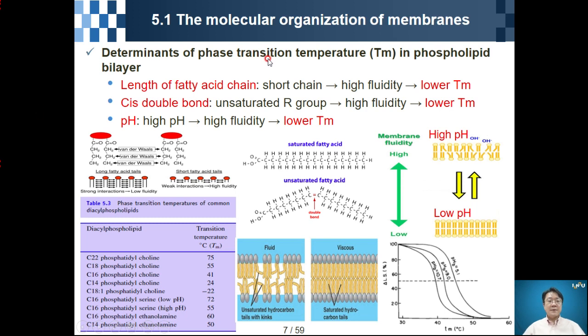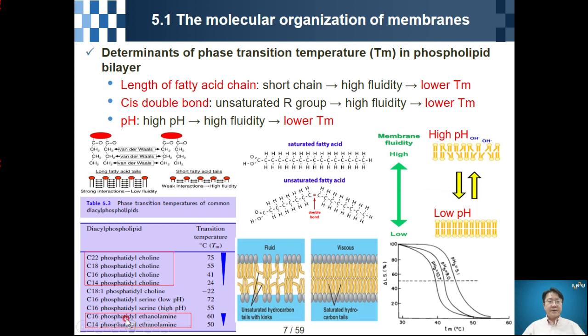Table 5.3 summarizes the phase transition temperatures of common phospholipid bilayers. Here you will see phosphatidylcholine. The first one is composed of 22 carbons, the second one is 18 carbons, then 16 carbons, and 14 carbons. When we compare the transition temperatures, you will see that they start from 75, 55, 71, 24. How about other cases?